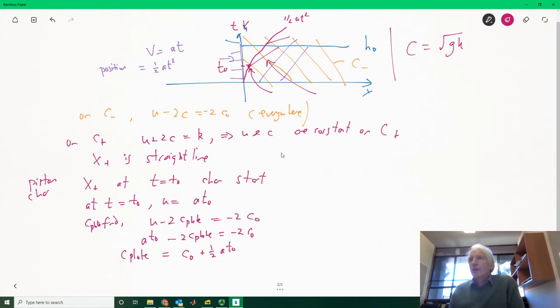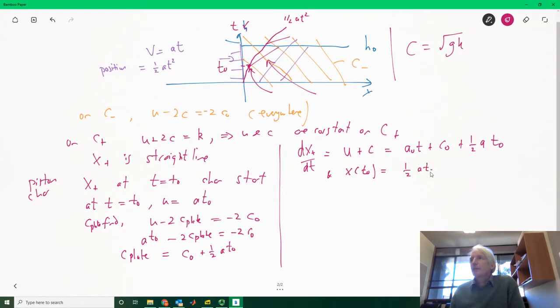So we're all good to go here because we can solve for these characteristics, right? The equation is dx/dt is equal to u plus c, which is going to be the velocity, which is a constant, a naught t, plus c naught plus a half a t naught. And we know that x of t naught is equal to a half a t naught squared. We know the starting condition here.